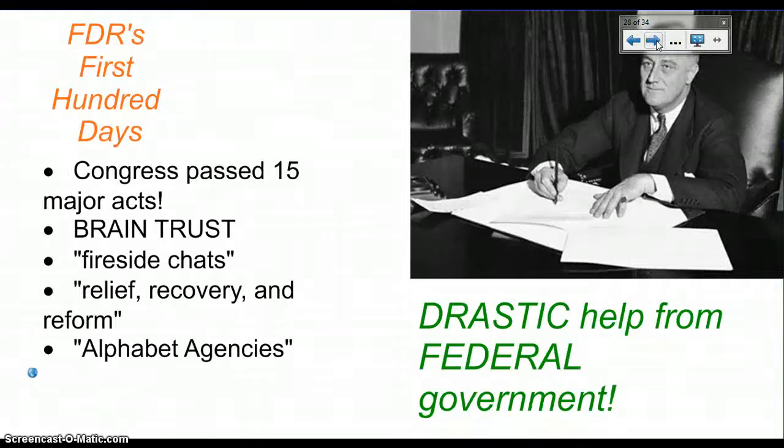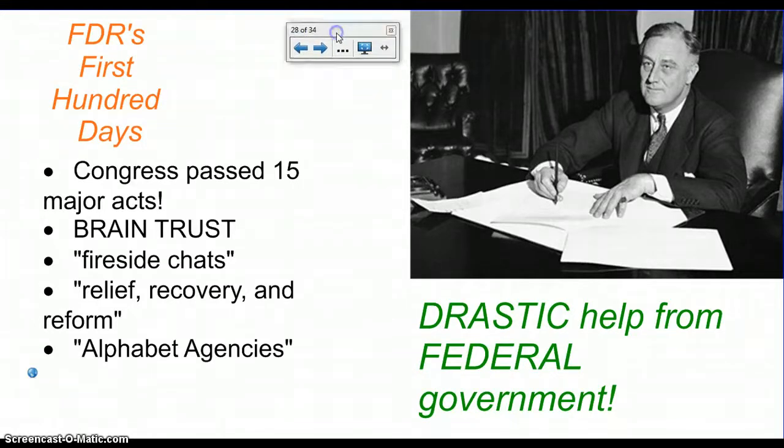So what does FDR do? In the first 100 days, he passes 15 major pieces of legislation. Now, he does have Democrat majorities in both the House and Senate, so he's able to pull that off. But he also surrounds himself with what he called his brain trust. And his brain trust is basically the top economic scholars in the field and political scholars, and he jokingly said they were definitely smarter than him, and he surrounded himself with people like that to get good ideas.